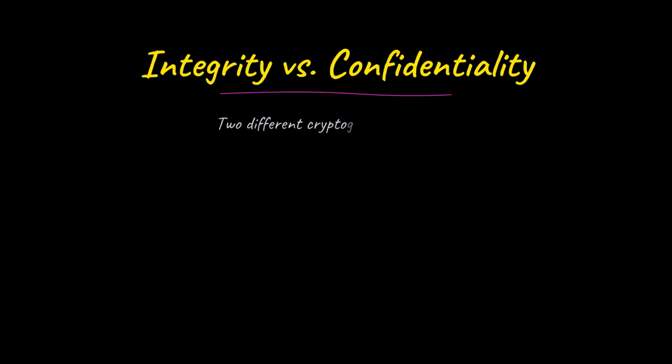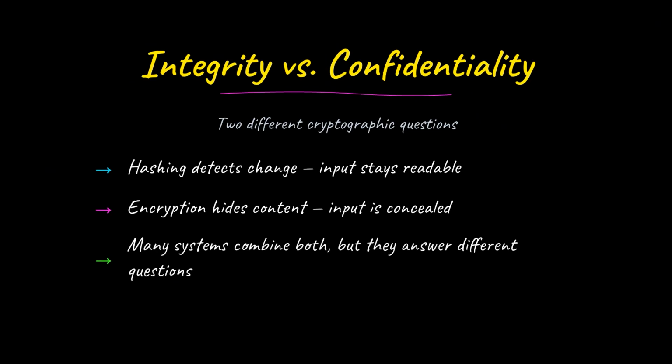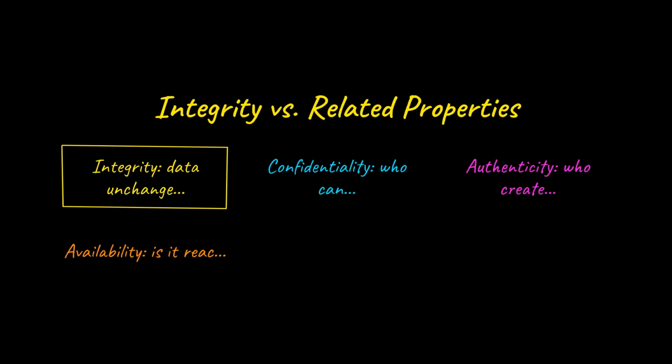A critical nuance: hashing does not encrypt anything. The input remains readable. The hash simply sits beside it as a verification value. Encryption hides content, hashing detects change. Many systems combine both, but on an exam, confusing one for the other leads to choosing the wrong control for the scenario. Integrity is commonly confused with three neighboring properties.